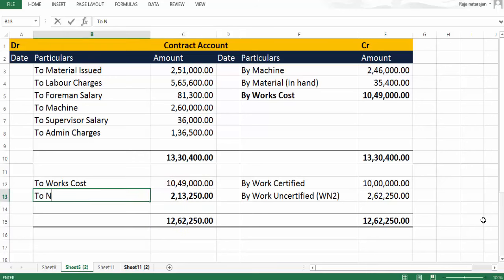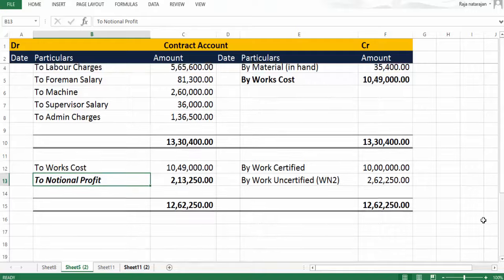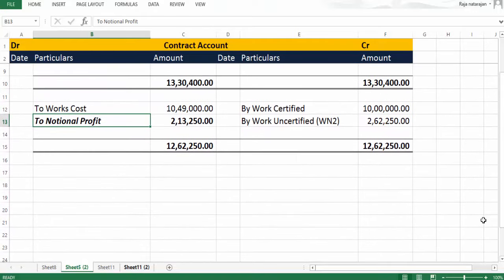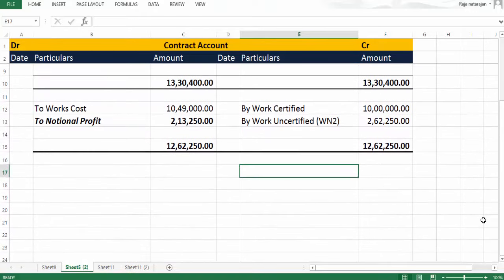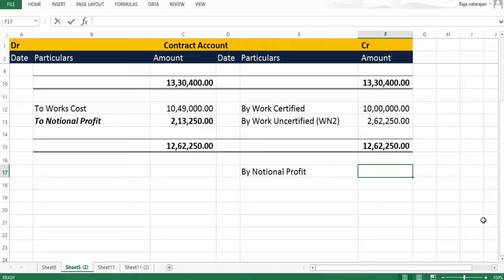So we'll say to notional profit, but this entire notional profit cannot be taken to profit and loss account. That's where we have problem. So if you want to find out what should be the notional profit that should be taken to profit and loss account, what we'll do, we'll continue this contract account as stage 3. Okay, it means I'm going to bring that notional profit over here. By notional profit, amount is 2,13,250.